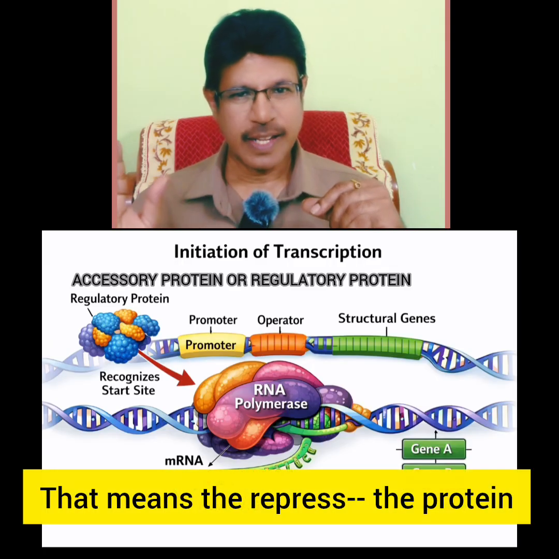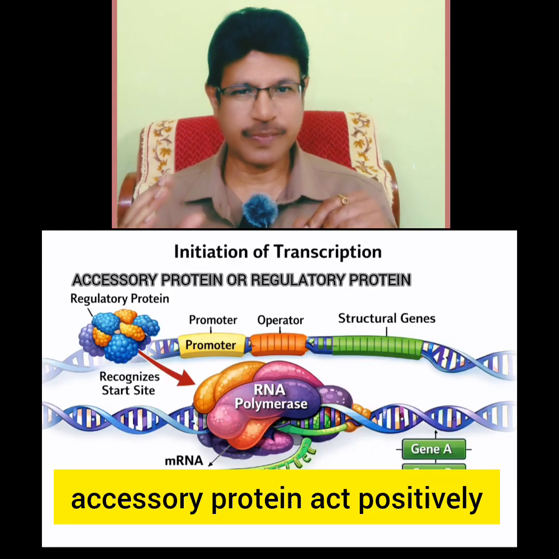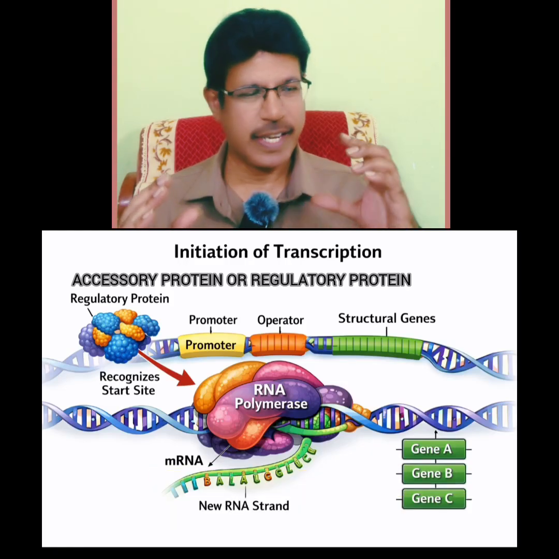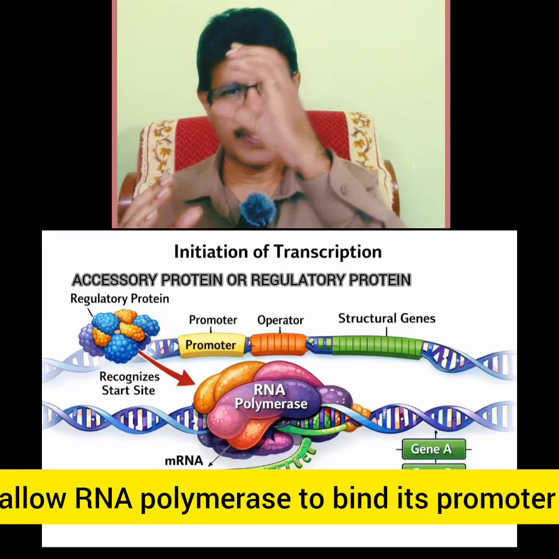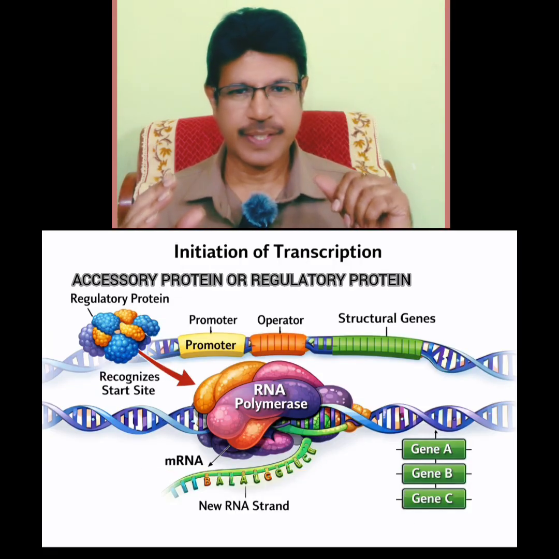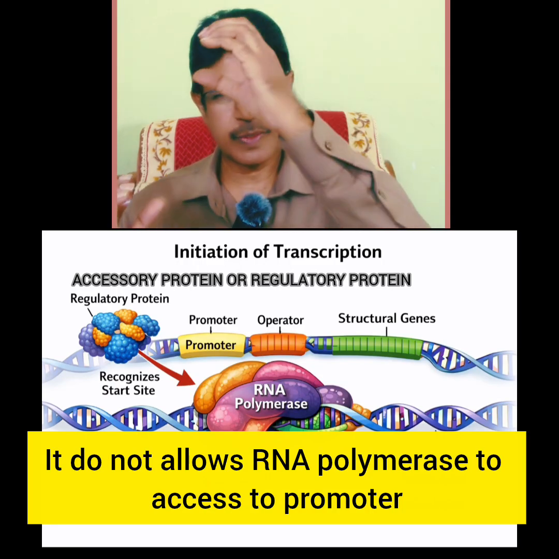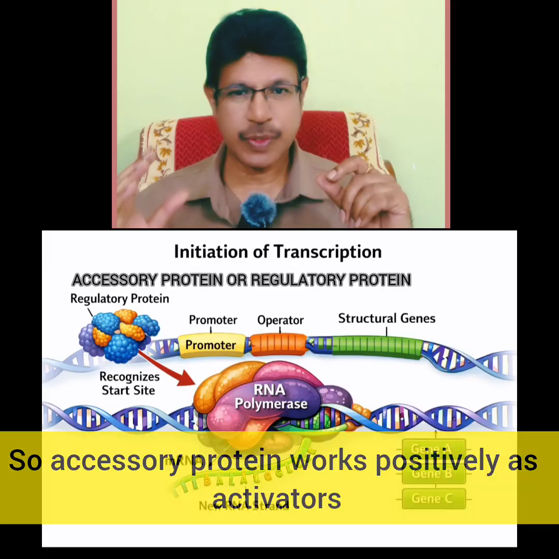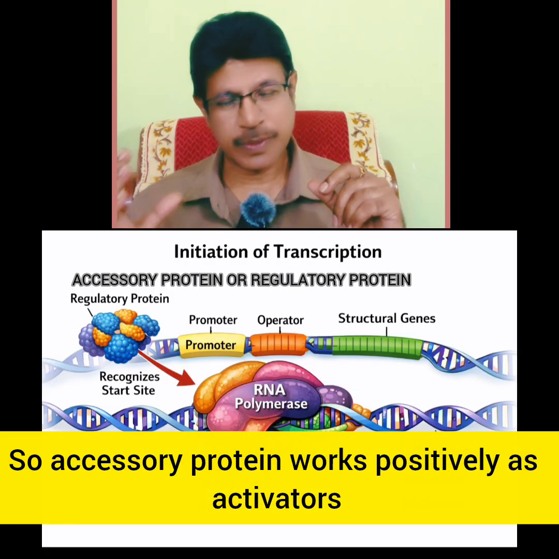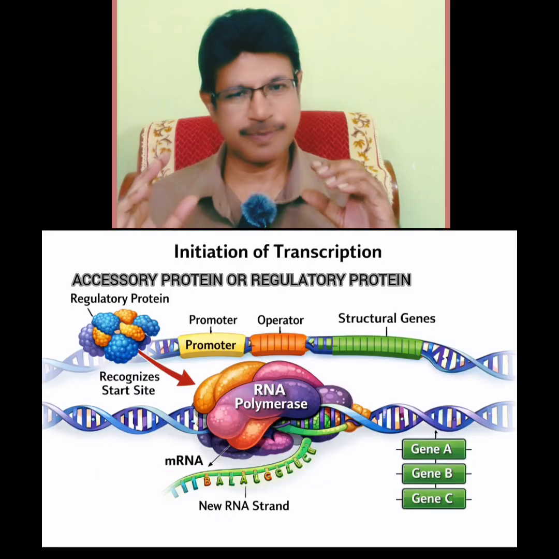This accessory protein enables or allows the RNA polymerase to detect the start site, or prevents it from doing so. That means if the accessory protein acts positively, that is as an activator, it allows RNA polymerase to bind at the promoter to detect the start site. If it is a repressor, it does not allow RNA polymerase to access the promoter and it is unable to detect the start site. So accessory protein works positively as activators and negatively as repressors.